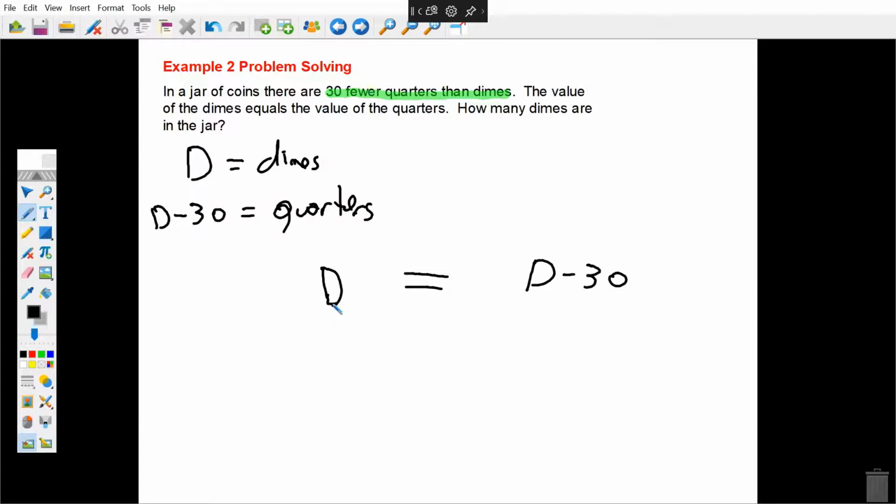So the dime is worth 10 cents, right? The dime is worth 0.1 of a dollar. So for the dime, I need to add 0.1 D, and the value of a quarter is 25 cents, 0.25. So here, I'm going to put 0.25 for the value of the quarter. Now this becomes a question we can actually solve, because now we've given the 0.1 as the value of the dime, and the 0.25 is the value of the quarter. Now we can figure out how many dimes are in the jar.